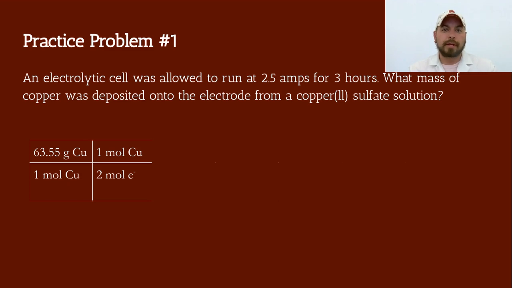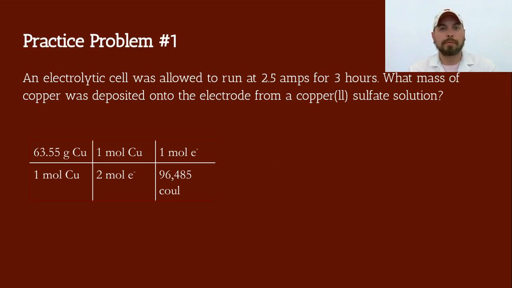Next step, I have moles of electrons that need to be canceled. The unit I can use to do this is actually the constant 96,485 coulombs per mole of electrons. I'm going to divide by that. So I have 96,485 on the bottom, and I've got 1 mole of electrons on the top. That's going to cancel moles of electrons. But now I have coulombs.